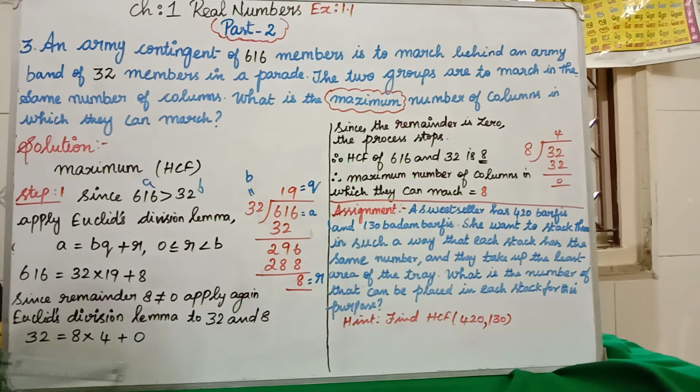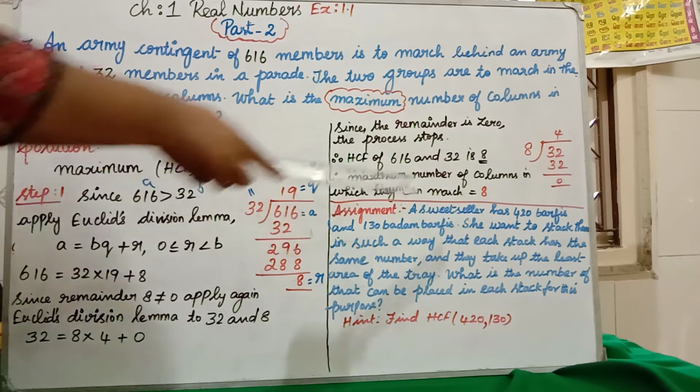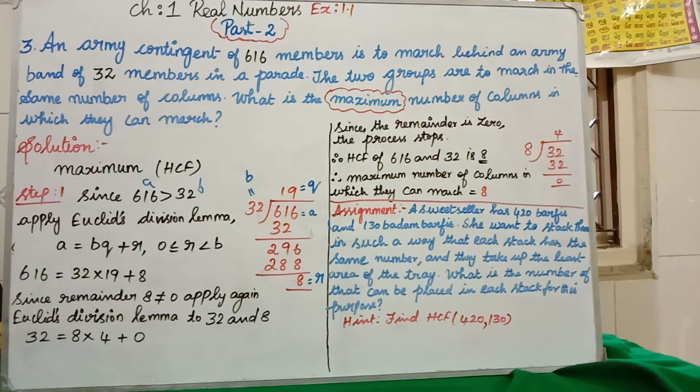Now you see we have attained remainder 0. Since the remainder is 0, the process stops. Once you attain remainder 0, we have to stop the process. Therefore, the HCF of 616 and 32 is what? When you attain 0, what is your divisor at that time? 8. So the HCF of 616 and 32 is 8.